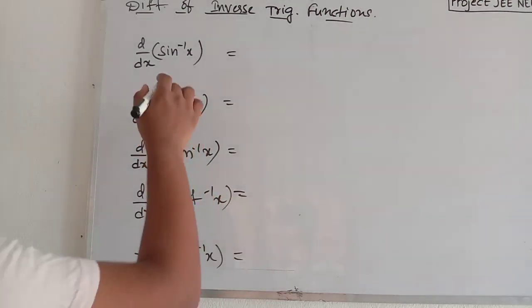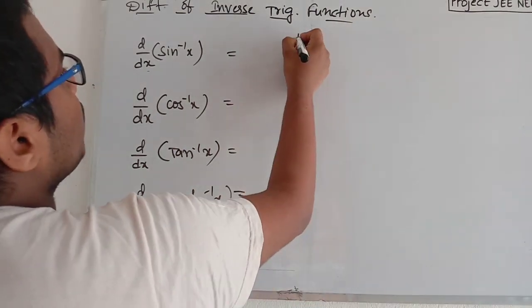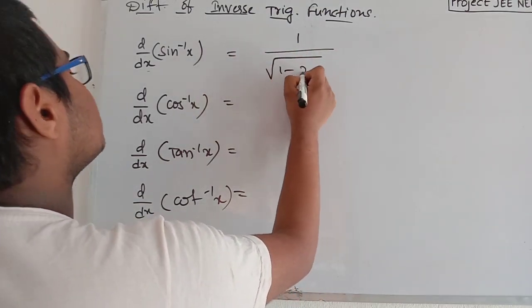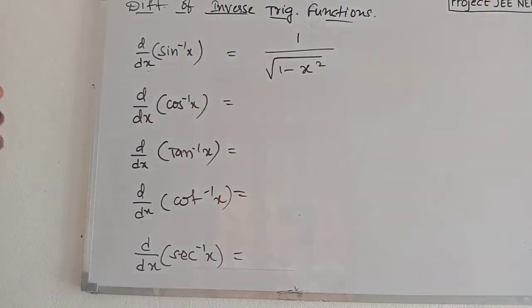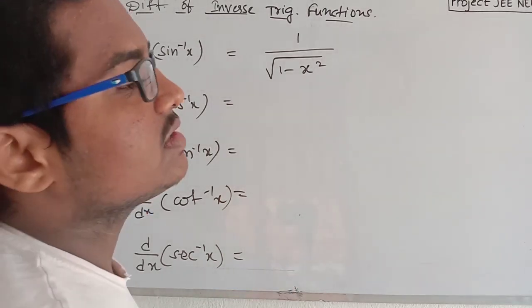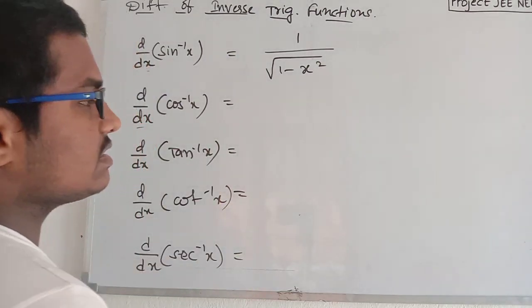So d by dx of sin inverse x gives you the value 1 by square root of 1 minus x square. Then d by dx of cosecant inverse x.